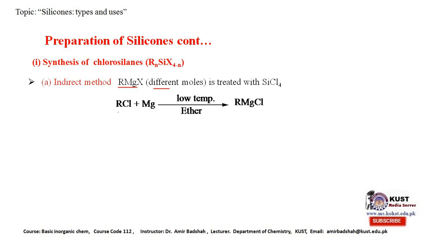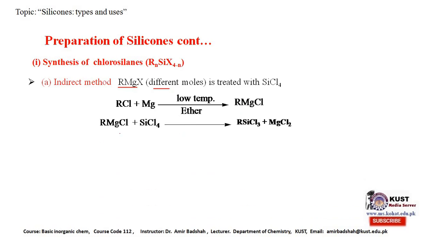It is obtained by the treatment of alkyl halide with magnesium at very low temperature in the presence of ether, and we get Grignard reagent. Grignard reagent is a very famous reagent. It was introduced by Victor Grignard and it has many applications. So Victor Grignard also got the Nobel Prize for this reaction.